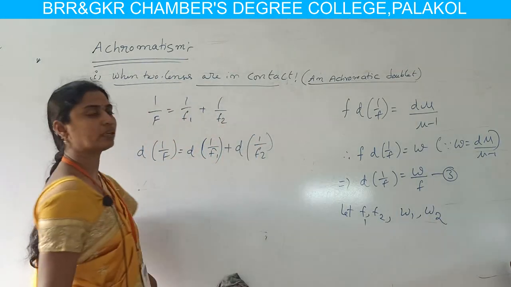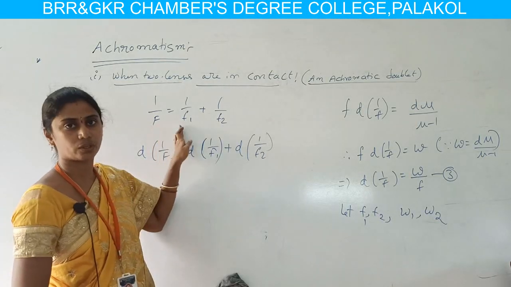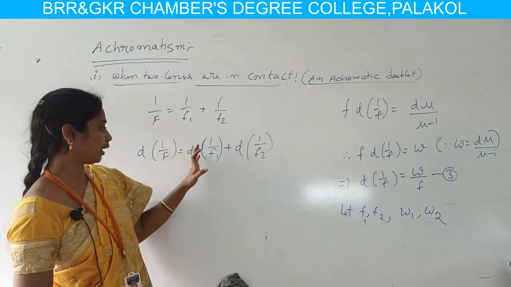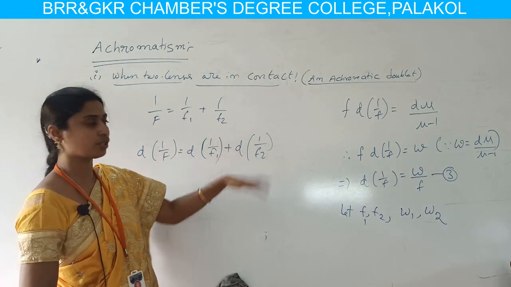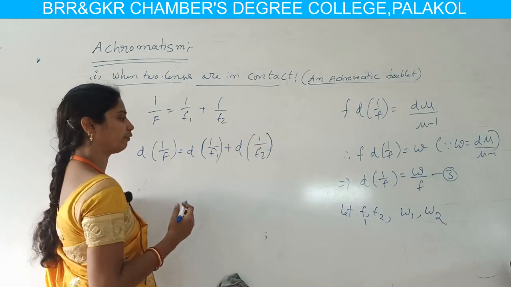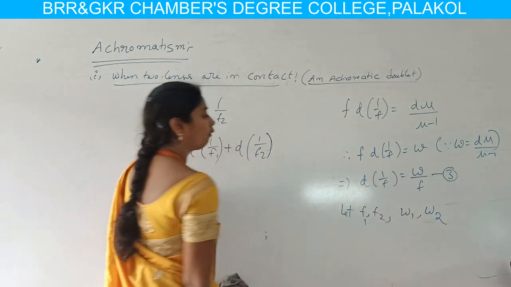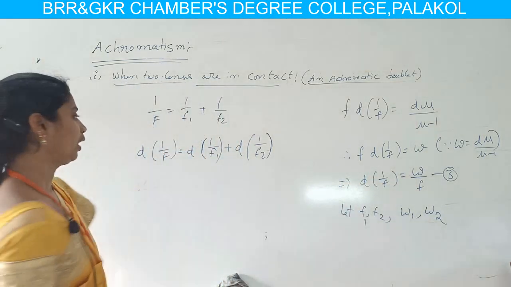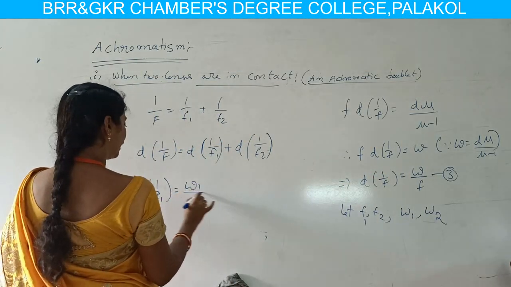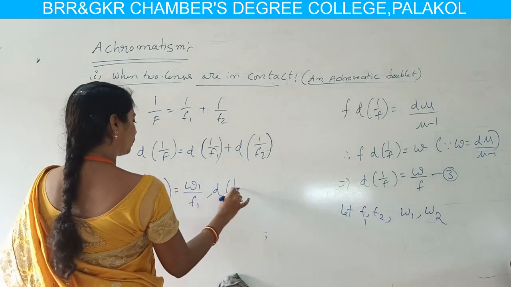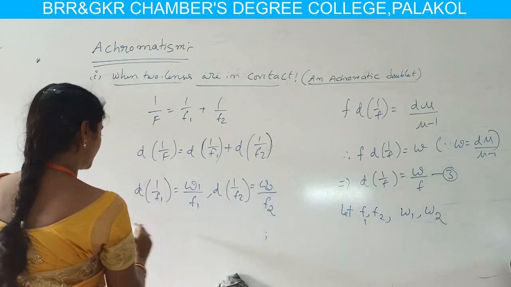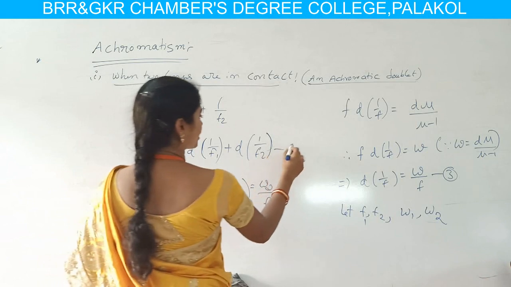Here we consider the combined focal length for the two lenses, which is 1/f = 1/f1 + 1/f2. Differentiating this equation, d(1/f) = d(1/f1) + d(1/f2). Here we already have d(1/f1) as omega 1 by f1, from expression 3, and d(1/f2) as omega 2 by f2. By substituting these conditions, this equation is considered as equation 4.